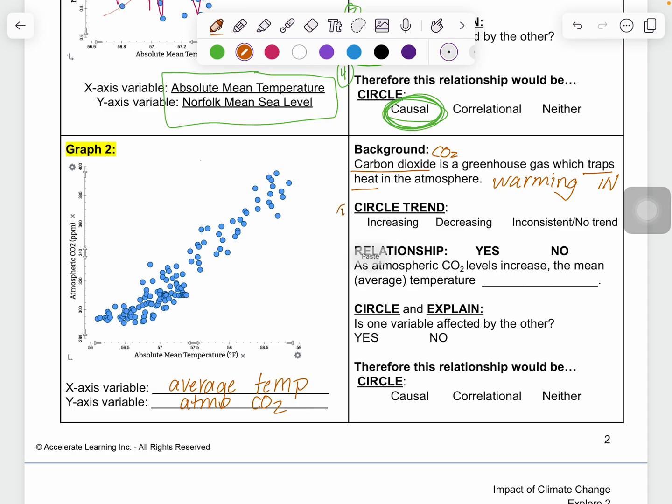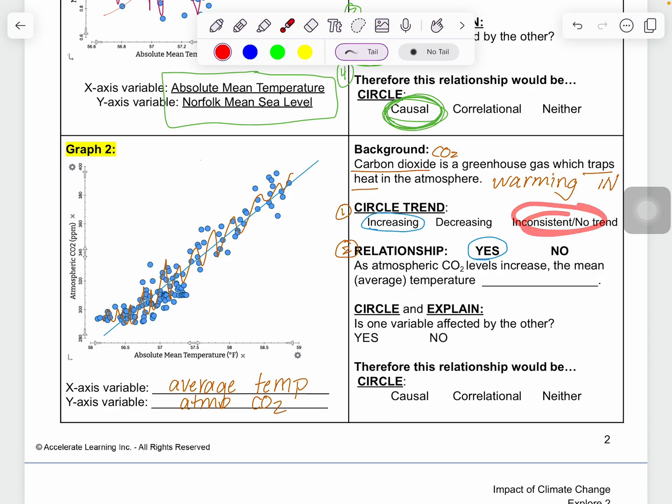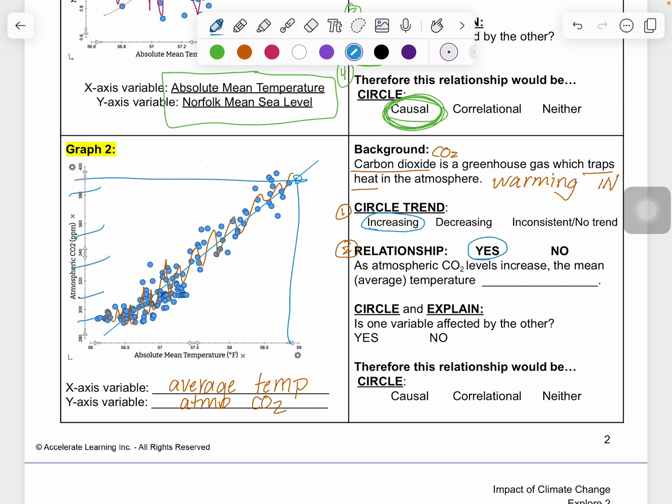Do I have a trend and a relationship by looking at the graph? So here I've got my dots, and a pretty clear trend. Trend would be increasing. So I therefore know I automatically have a relationship. If I'm ever over here, like in the no trend, then there's no way a relationship can happen, and I'm pretty much done with the question, which is really nice. Atmospheric CO2 levels increase, so as I get more and more CO2, my temperatures are definitely also increasing with that trend.